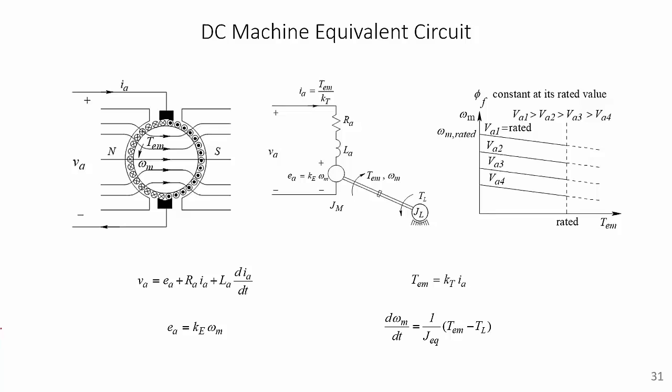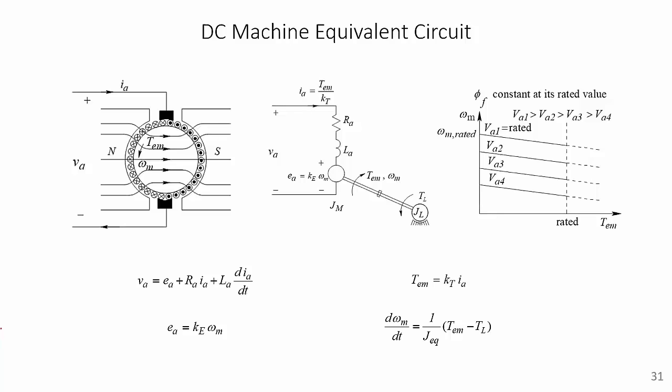The rightmost graph indicates the speed versus torque characteristic of a DC motor. As can be seen, when the rated voltage is applied and there is no load torque, the motor spins at rated speed. But as more and more load is added on to the rotor, there is going to be increased current demand because the torque is directly proportional to the current.